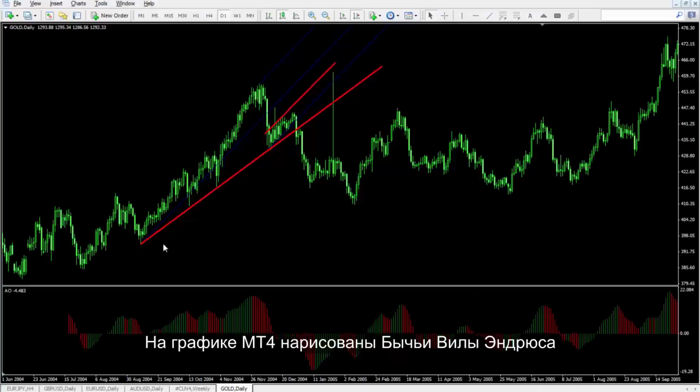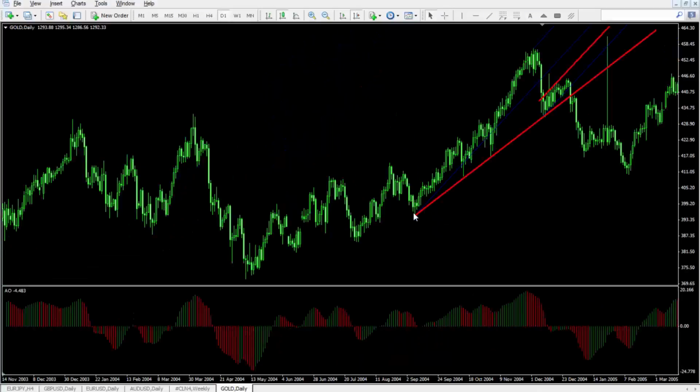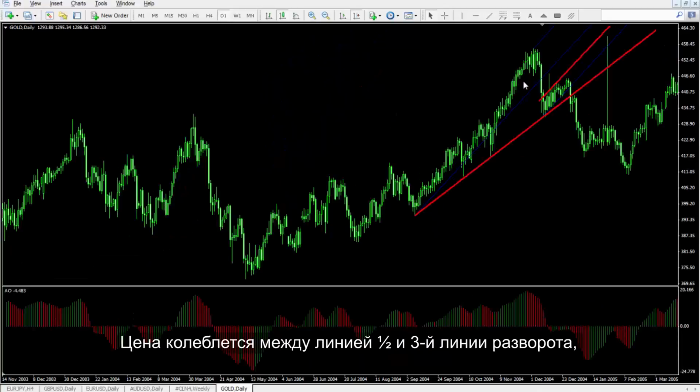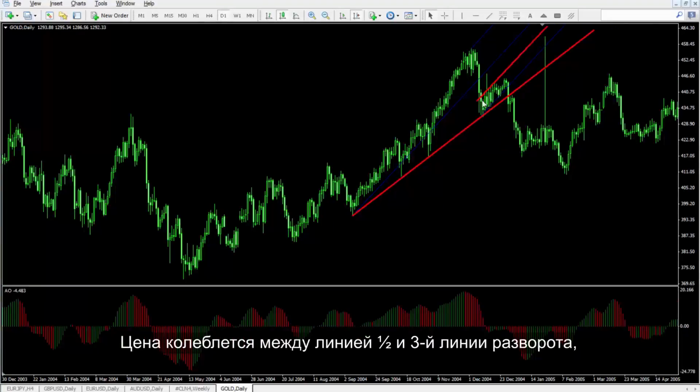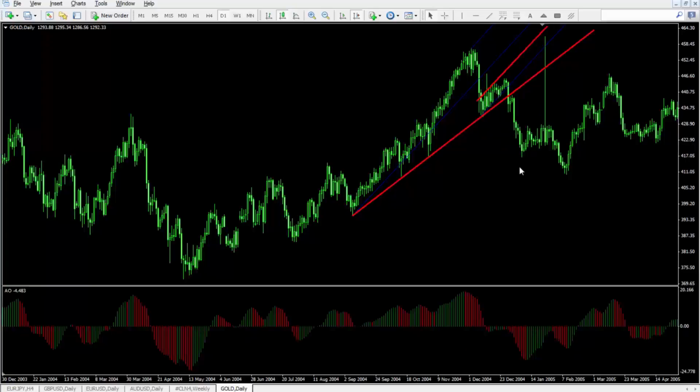There is a bullish pitchfork on a MetaTrader 4 chart that was drawn. Price has oscillated between the line half and the third pivot line. Then it broke the third pivot line and proceeded towards the bottom.